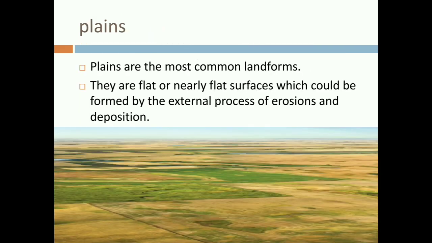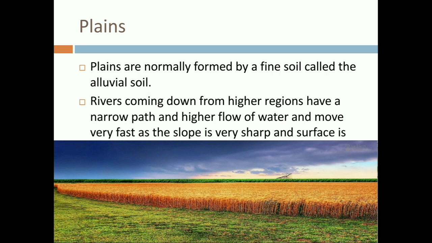Plains. Plains are the most common landform. They are flat or nearly flat surfaces which could be formed by the external processes of erosion and deposition. They are normally formed by a fine soil called alluvial soil brought down from the mountains by the rivers. Some of the famous plains in the world are the Gangetic Plains in India and Yunnan in China.